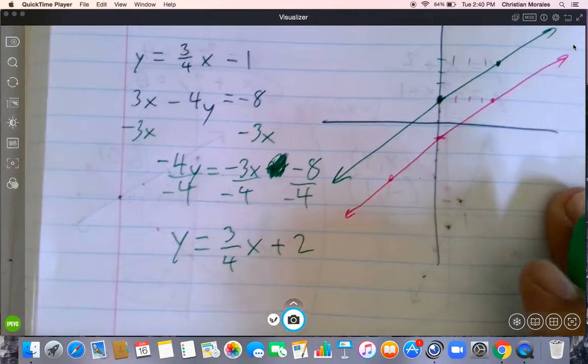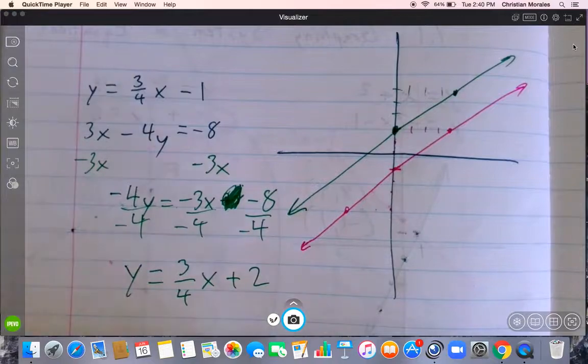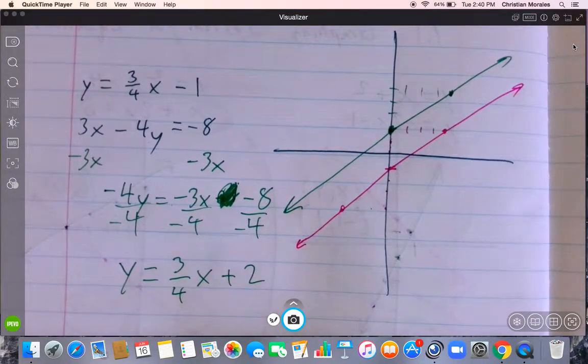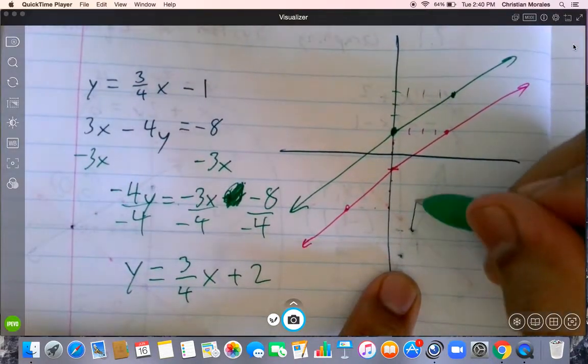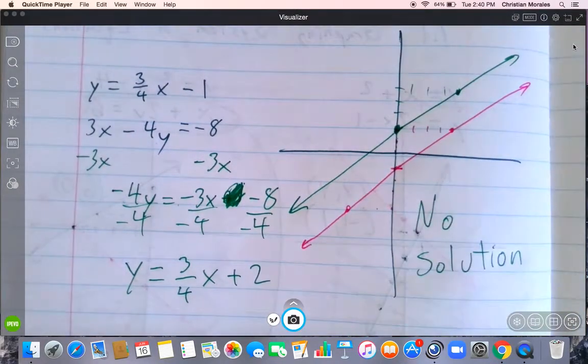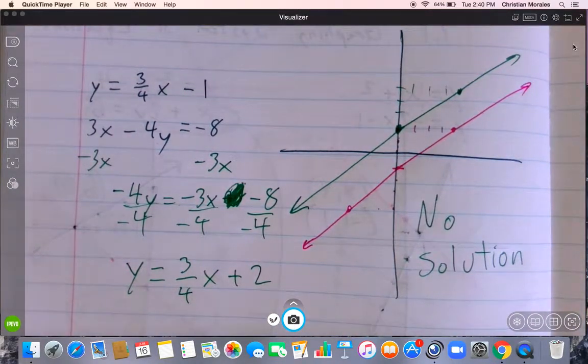Okay, these lines should look familiar to you. They're from a lesson from last week. These lines are parallel, which means they do not intersect. They will never intersect. So guys, this is a no solution. If the lines do not cross, there's no solution.